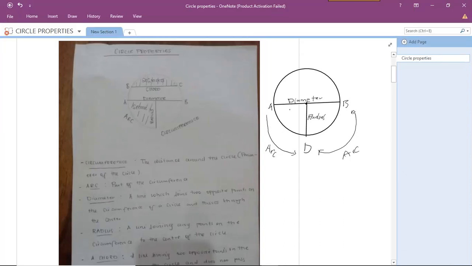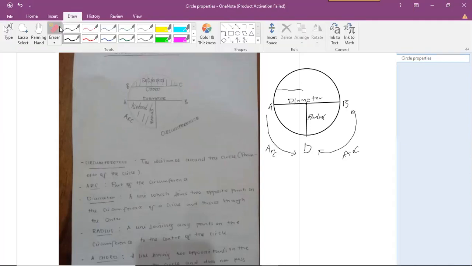So in contrast, diameter and radius both pass through the center of the circle. Radius goes from center to any point on the circumference. Diameter goes from external point to external point, and it passes through the center. But what if we draw a line that connects any 2 points on the circumference, but it does not pass through the center? What are we going to call that? That line is going to be called a chord.